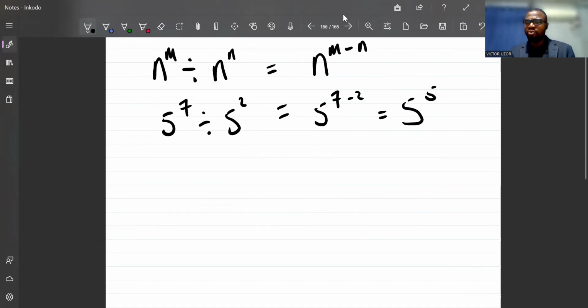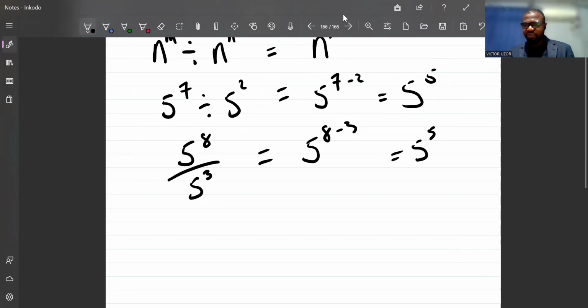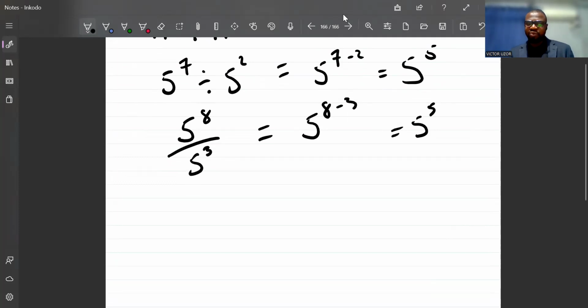This can also be in quotient form, meaning that you can have 5 raised to power 8 divided by 5 raised to power 3. It's still the same thing. It's going to be 5 raised to power 8 minus 3, which will still give you 5 raised to power 5. You get it? So it can also be in that format where you have 36x raised to power 5 divided by 6x raised to power 2.